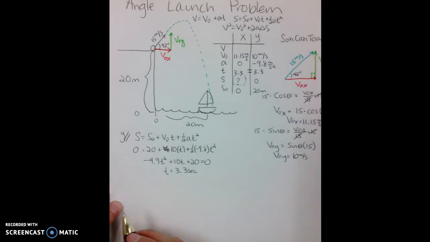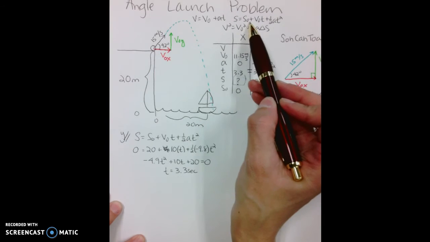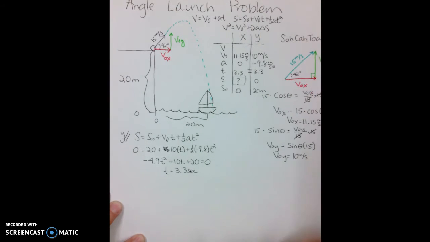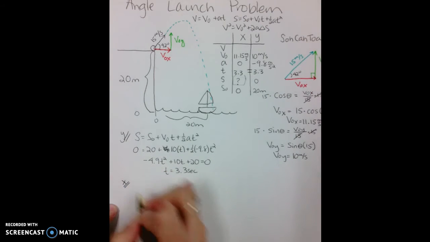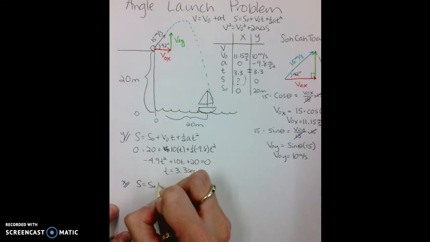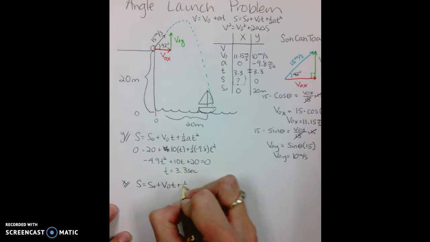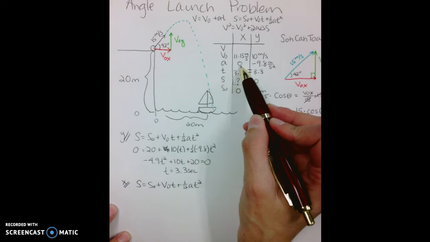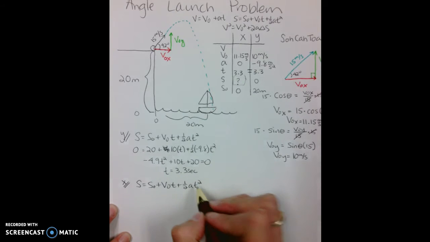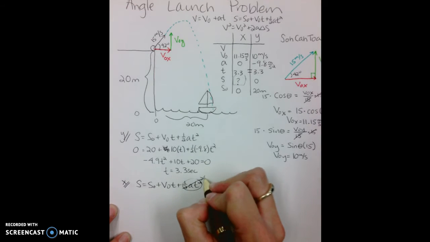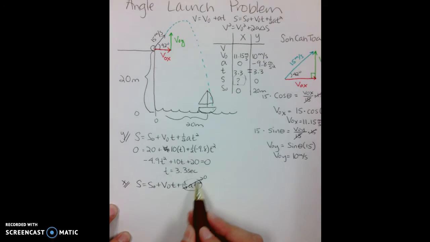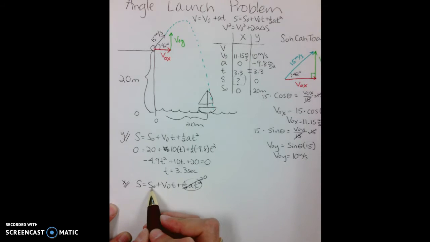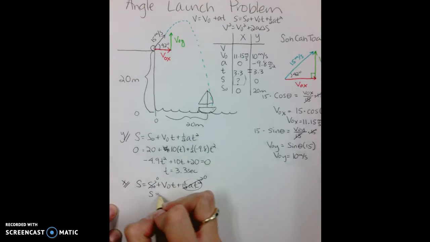So I'm going to use the s equals s naught equation again, but this time in the x direction. S is equal to s naught plus v0t plus 1/2 a t squared. And remember, the acceleration in the x direction is 0, so this whole term gets drawn to 0 because anything times 0 is 0. As well as my initial position is 0, so I'm going to make that 0. So my equation turns into s is equal to v0 times t.